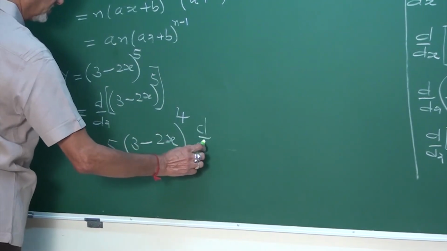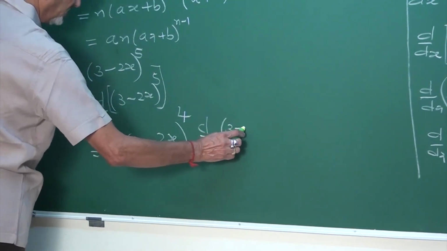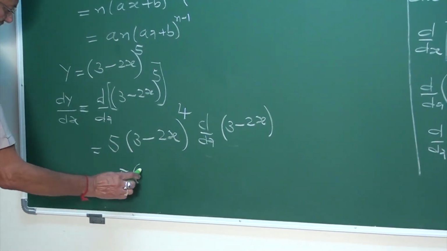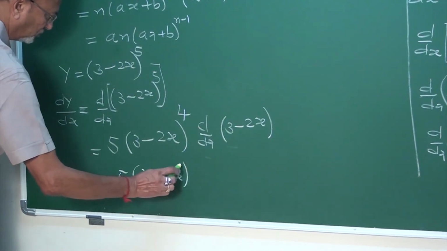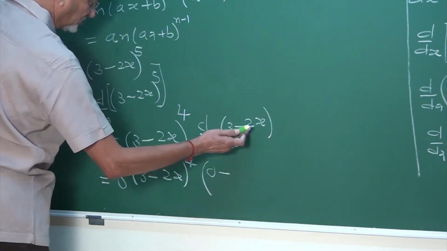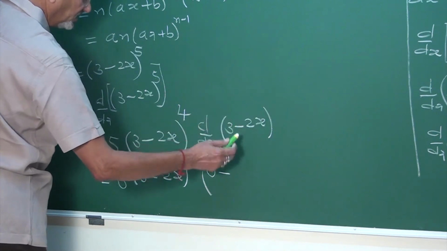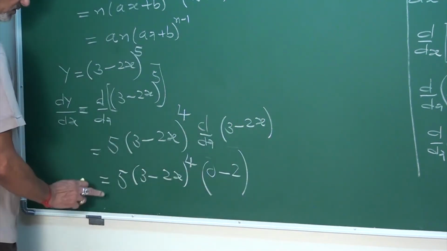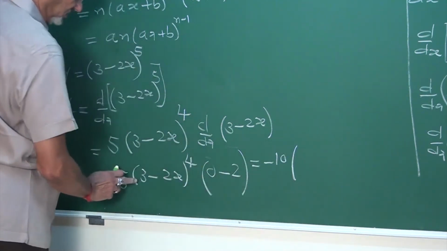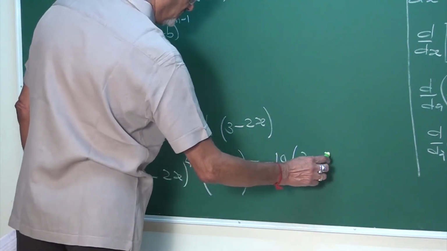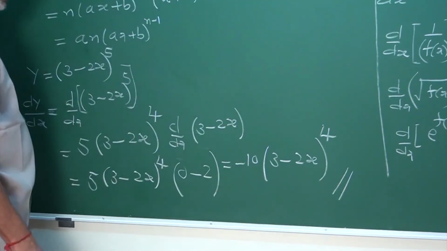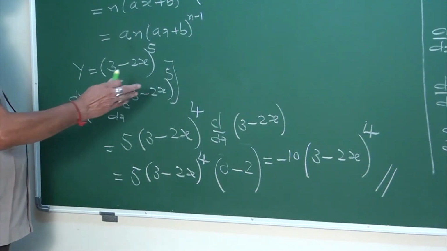Other than x, write its derivative: d by dx of 3 minus 2x. So it is 5 into (3 minus 2x) to the power 4, times the derivative of constant minus 2x. Derivative of kx is k, so here it is minus 2. If you want to simplify further, 5 into minus 2 is minus 10 into this bracket, (3 minus 2x) to the power 4.